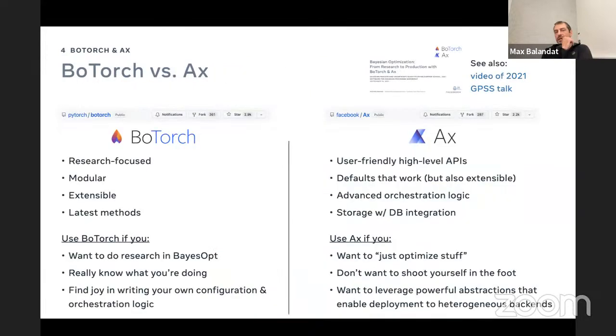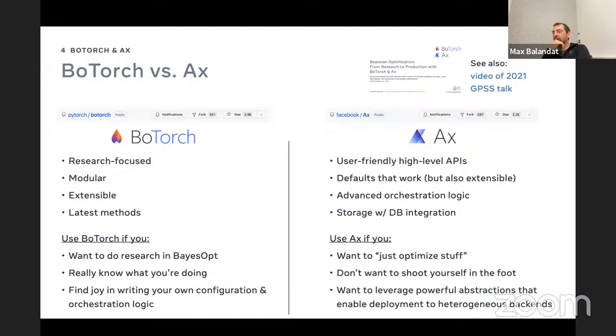Cool. So last slide here, just to clarify what these packages are. BoTorch is a research-focused library. It's modular and extensible. You can use the latest methods. If you want to do research in BayesOpt, if you want to build other tools on top of it, if you really know what you're doing, that's the tool for you.